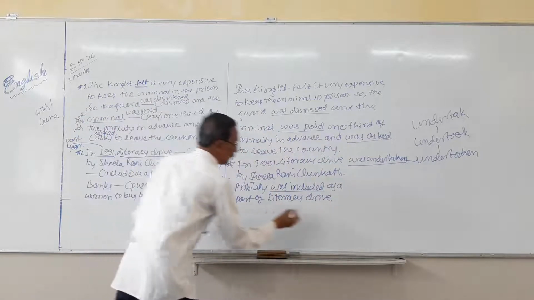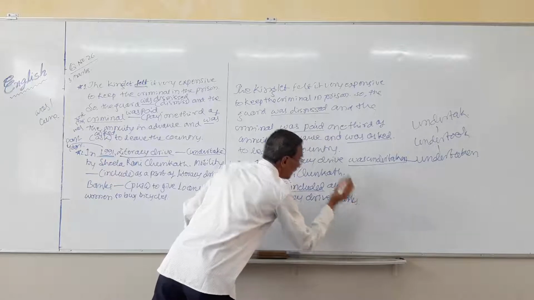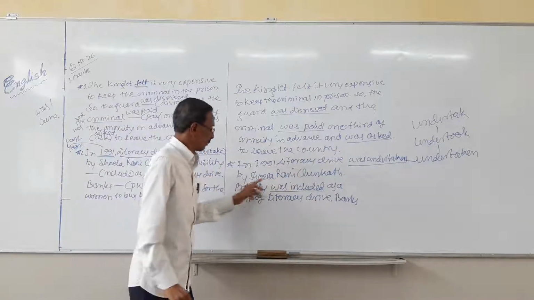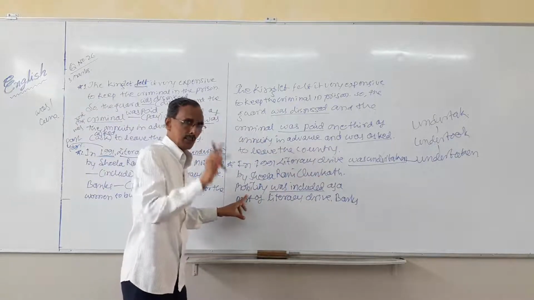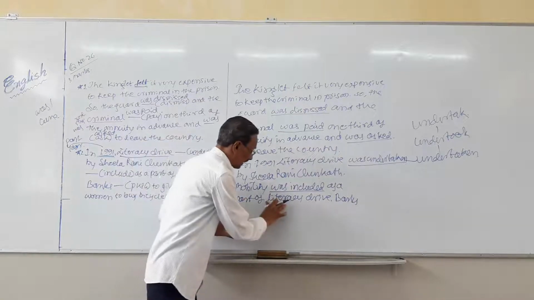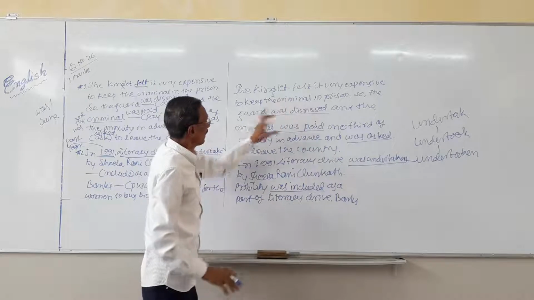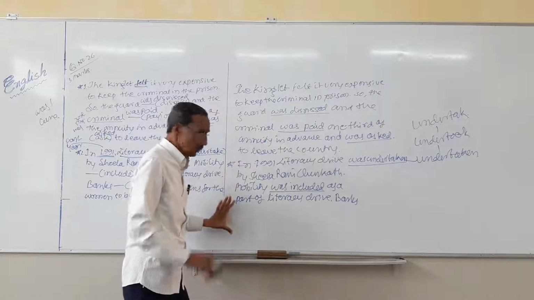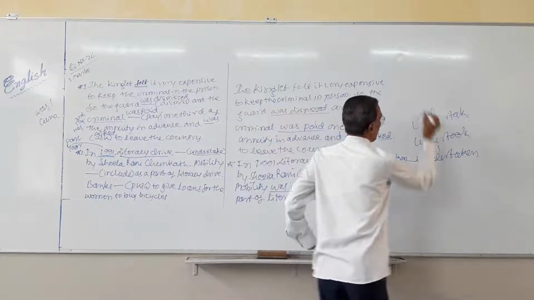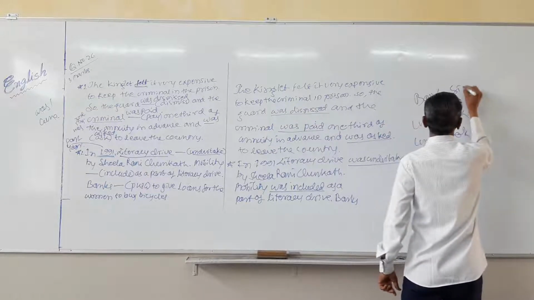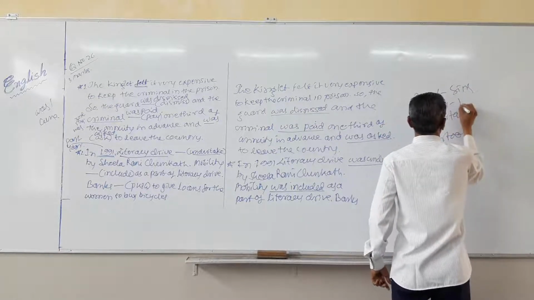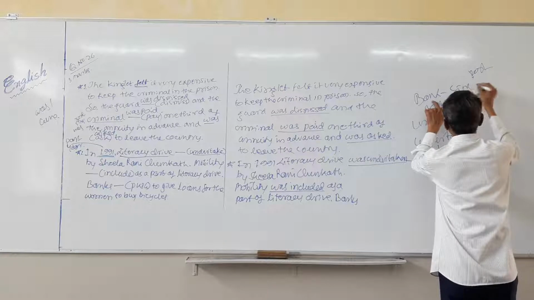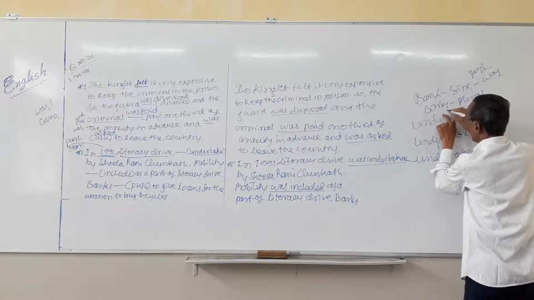Then banks. See here, in the literacy drive by Sheila Rani Chulkar, mobility, third person singular form, part of literacy drive, was is used. Above, guard is singular, so was is used. Criminal is singular, so was is used. Now the banks, it is plural. Bank is singular and banks the plural. So bank singular was used, but here it is banks plural.